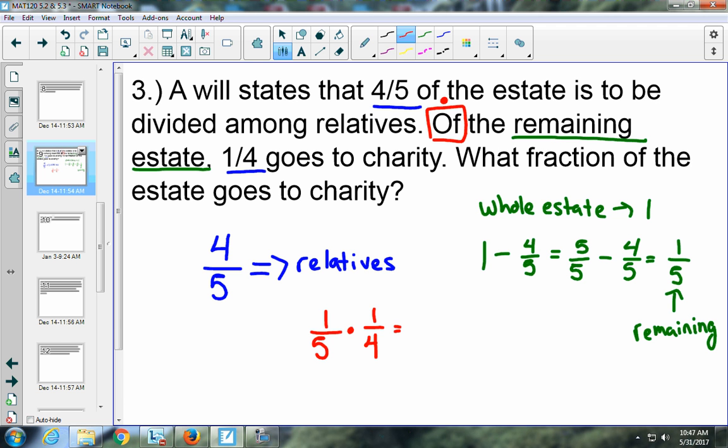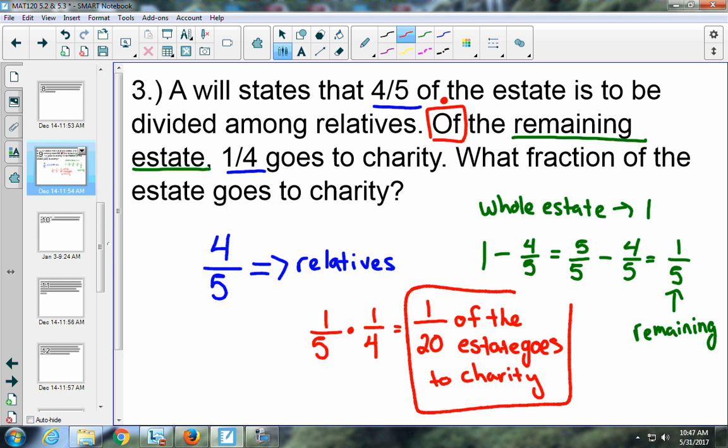For fractions, we multiply straight across. Our 1 times 1 is 1. Our 5 times 4 is 20. So we're saying that 1/20th of the estate goes to charity. Remember, with our word problems, we always want to label what they are.